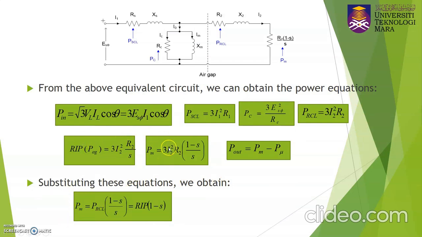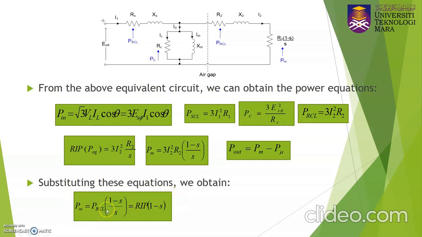Substituting these equations, we obtain PM. In this case, PM will be equal to 3I2 squared R2, which is equivalent to the PRCL, so here represents the PRCL. That's why PM will be equal to PRCL multiplied by 1 minus S divided by S. Or, you also know that the PRCL over S will be equal to the P air gap, so 3I2 squared R2 divided by S will be equal to P air gap. So PM will be equal to P air gap multiplied by 1 minus S. This is the alternative equation that you can use to find the value of the mechanical power.